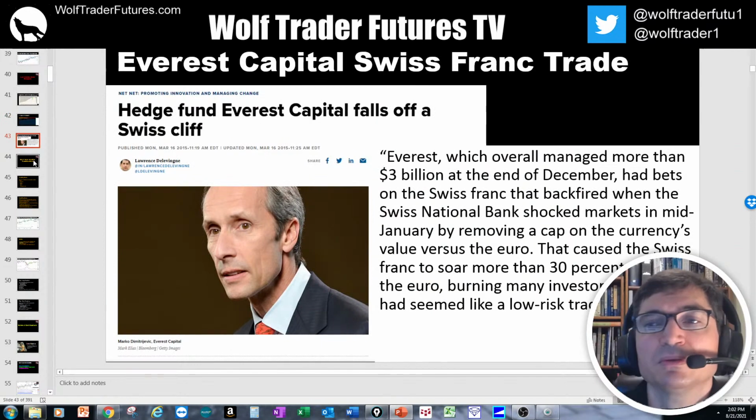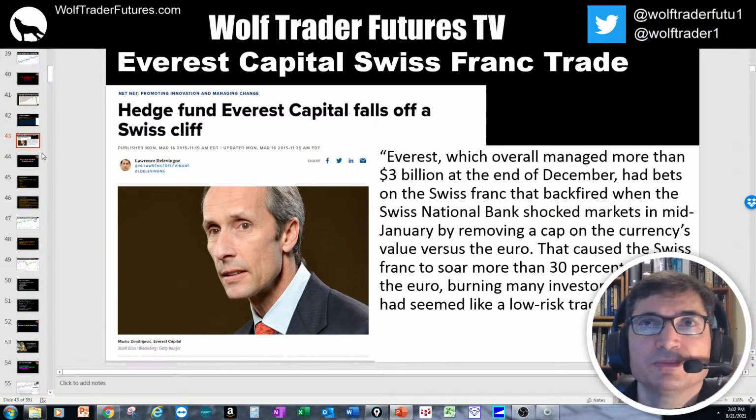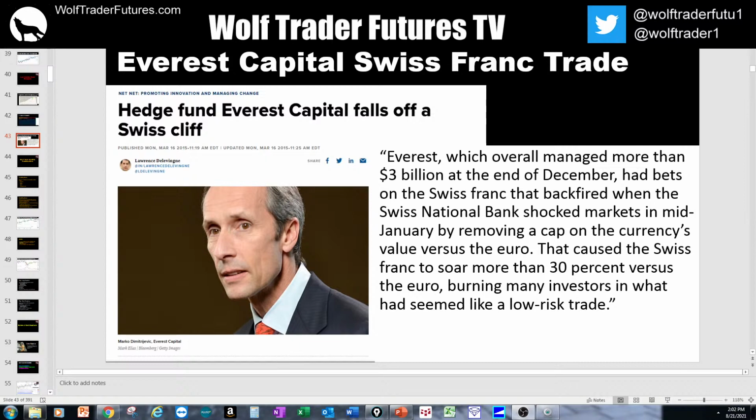Everest Capital. These guys were betting against the Swiss franc. It was a safe trade. They were just doing these small, steady trades, making money, selling premium. They managed over $3 billion. They had bets on the Swiss franc when the Swiss National Bank shocked markets in mid-January by removing a cap on the currency versus the euro. In other words, it wasn't pegged anymore.